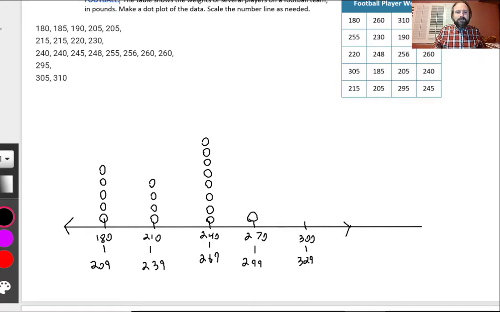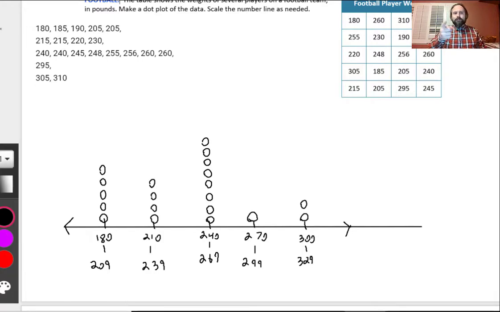295, I have 1. And 305 and 310 gives me 2 right here. So looking at this, what we would notice is if we used less numbers, it would stretch out. It wouldn't be as tall. But since we're using 240 through 269, it makes it taller than what it would normally be. So if we used smaller stacks, like maybe bunches of 10, it would stretch our data horizontally instead of vertically.